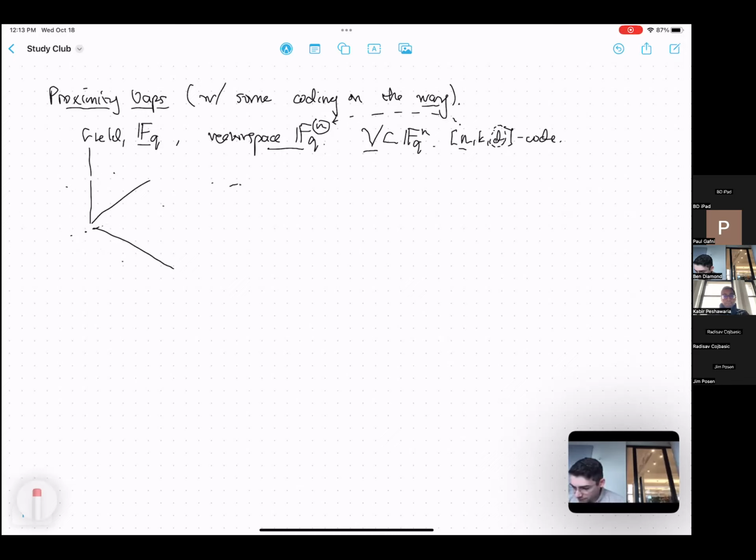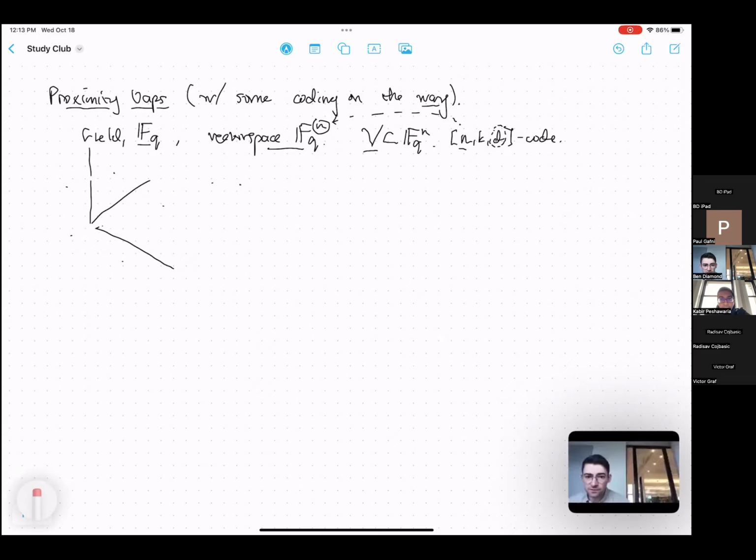Anyone want to stop me here or not yet? Yeah, I guess I just want to check my understanding here. Basically, you're saying we have a 3D, or more generally an ND, grid of points, where those points are valid and they're at least D apart. Is that kind of the idea?